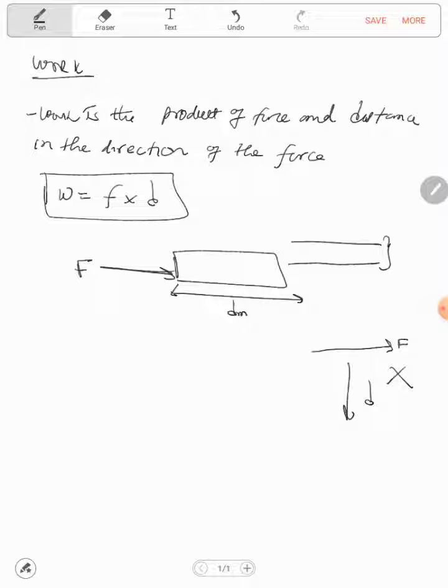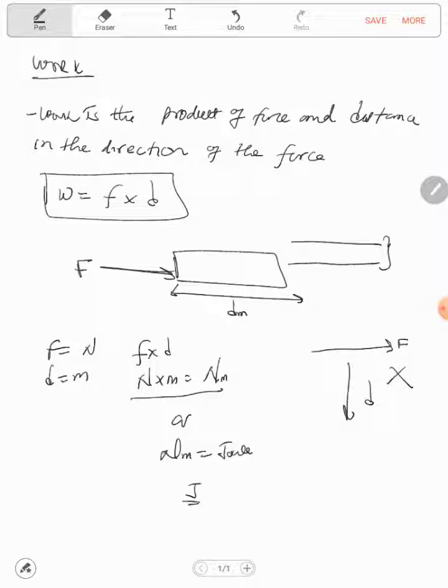Now we know that the units for force are newtons and the units for distance are meters. Therefore, when we say F times D, it's the same thing as saying newton times meter. Therefore, the unit for work is newton meter. Know that a newton meter is the same as a joule, right? Therefore, you can also use just the symbol J for a joule.